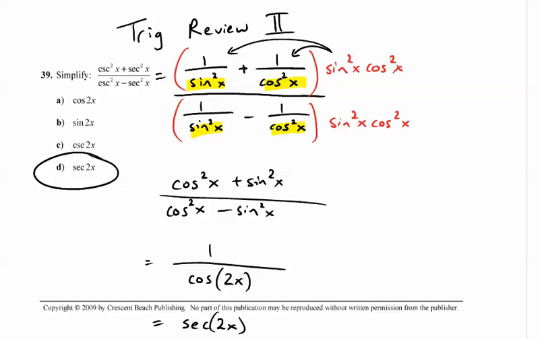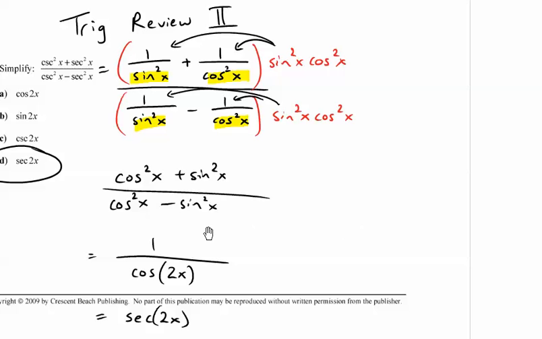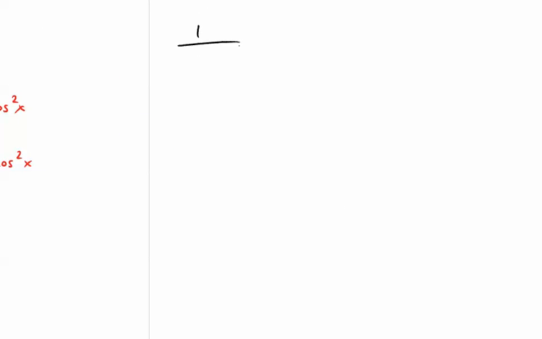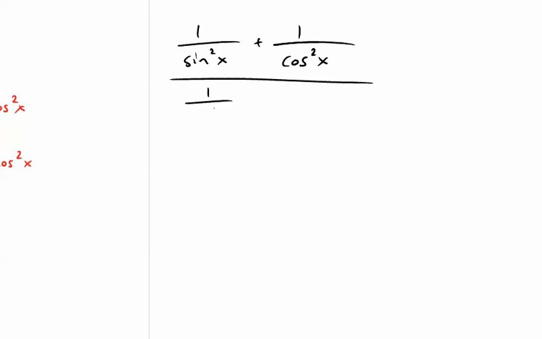So now the question was, what if we didn't use this method of multiplying by the lowest common denominator? What if we instead multiplied by the reciprocal? So let's try it in another way. So again, I start with 1 over sine squared plus 1 over cos squared divided by 1 over sine squared minus 1 over cos squared.